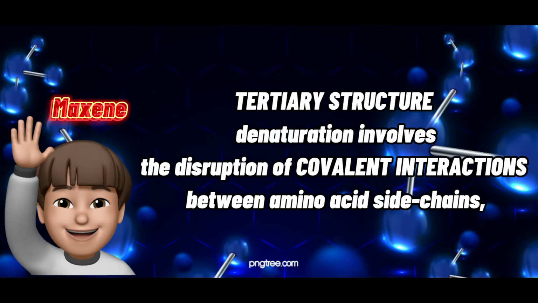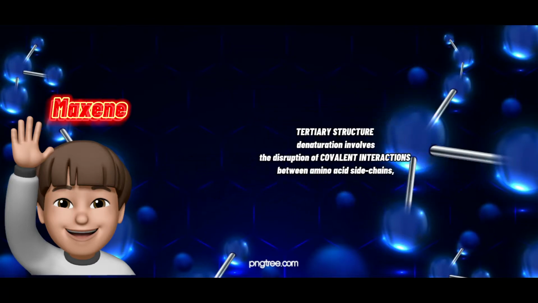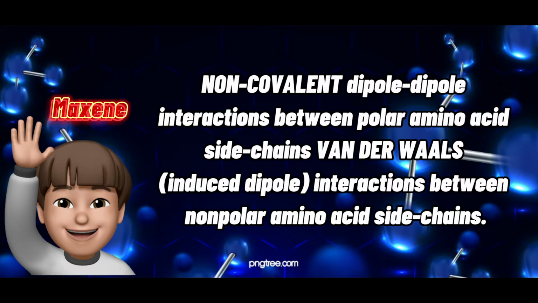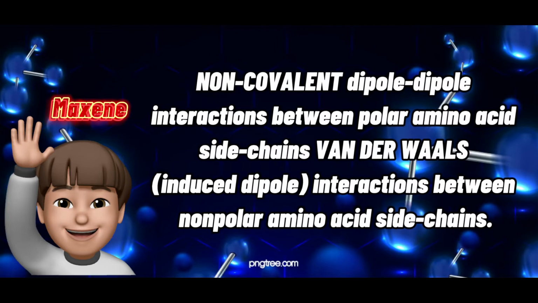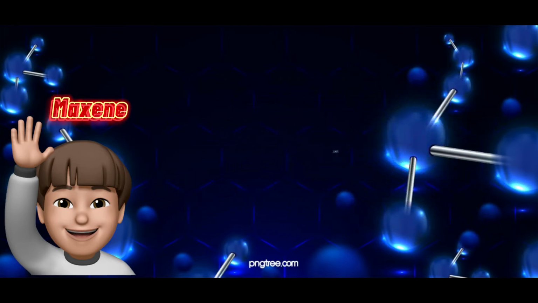Tertiary structure denaturation involves the disruption of covalent interactions between amino acid side chains, non-covalent dipole interactions between polar amino acid side chains, and van der Waals induced dipole interactions between non-polar amino acid side chains.